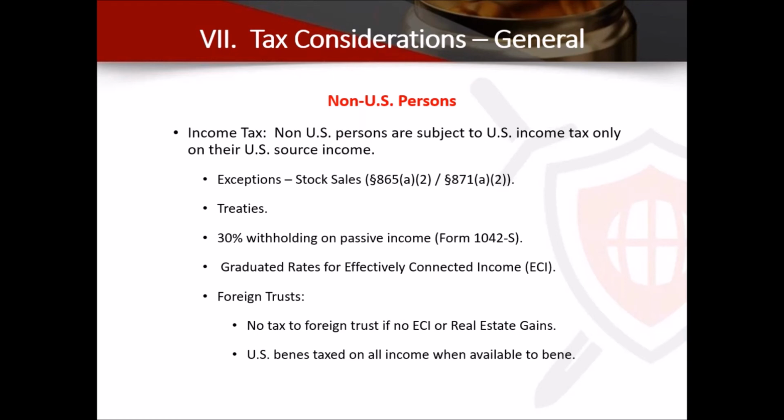Now, if you have passive income in the United States from U.S. source income, there's a 30% withholding on that income. On interest and that, right. And then effectively connected income, basically business style income, is graduated, just so you're aware of that. And so foreign trusts are unique in that they're only taxed on the real estate gains and effectively connected income in the U.S., just like a foreign individual. And then U.S. beneficiaries are only taxed when they actually receive distributions from the foreign trust.